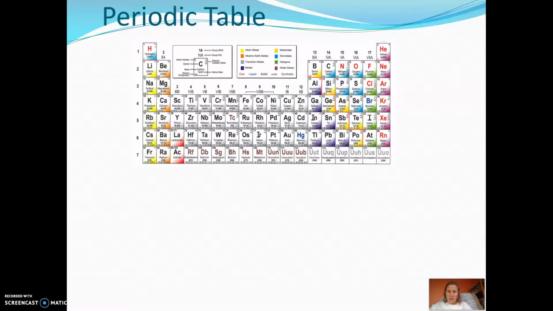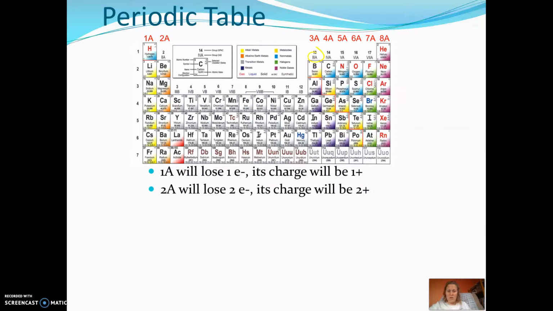On this periodic table, these columns are labeled 1A, 2A, 3A, 4A, 5A, right here in Roman numerals. What that means is the Roman numeral is the number of valence electrons it has. So now here's the thing. 1A has 1 valence electron. It's going to be a 1 plus charge. 2A has 2 valence electrons. I'm pointing with my finger, you can't see. 1A, 1 valence electron. 2A, 2 valence electrons, 2 plus, etc.